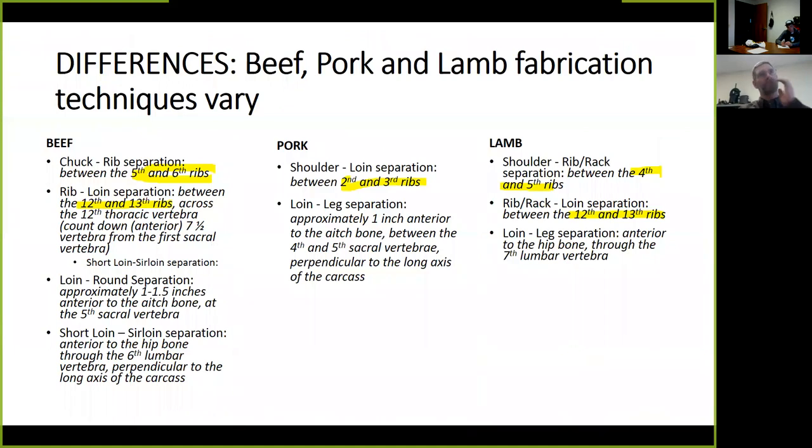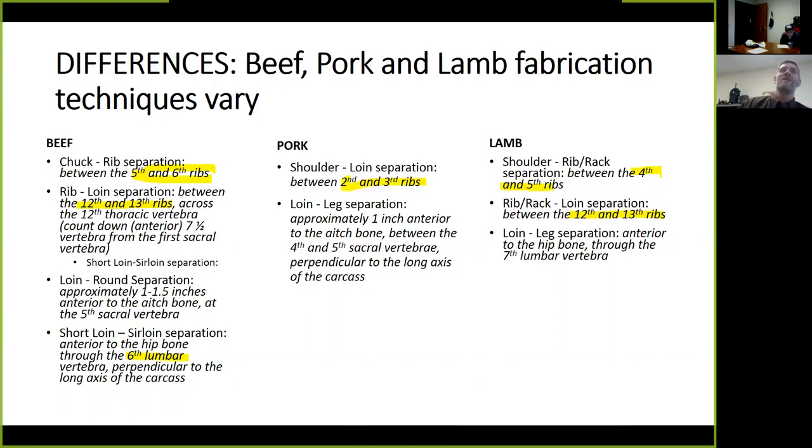Now, in beef, I want to skip this loin round separation because that's pretty similar for beef and pigs. But I want to go to the short loin, sirloin separation. We cut through the 6th lumbar vertebrae, and that separates the major subprimals, the loin, into the short loin and the sirloin. Those are major subprimals.